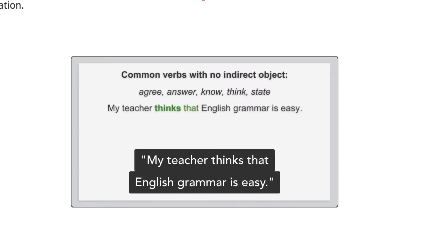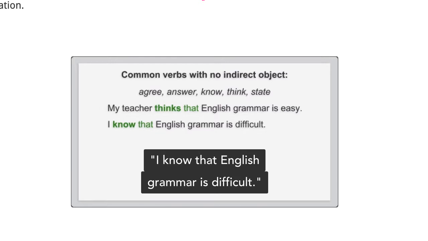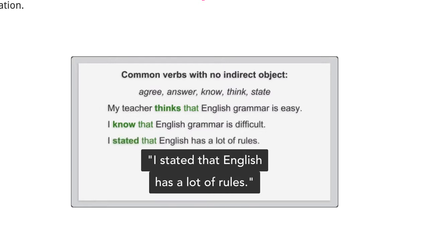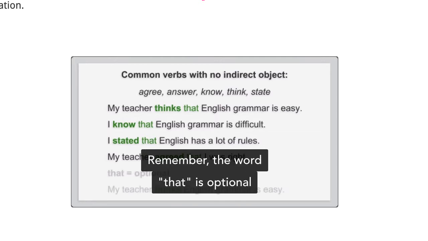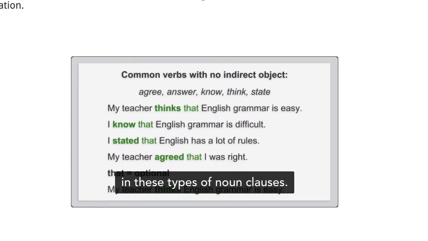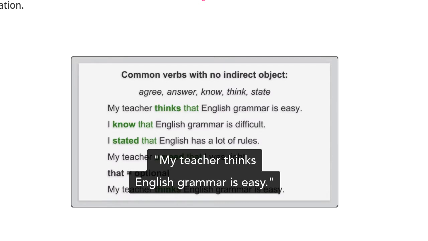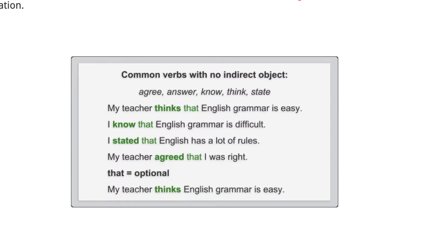My teacher thinks that English grammar is easy. I know that English grammar is difficult. I stated that English has a lot of rules. My teacher agreed that I was right. Remember, the word that is optional in these types of noun clauses. My teacher thinks English grammar is easy.